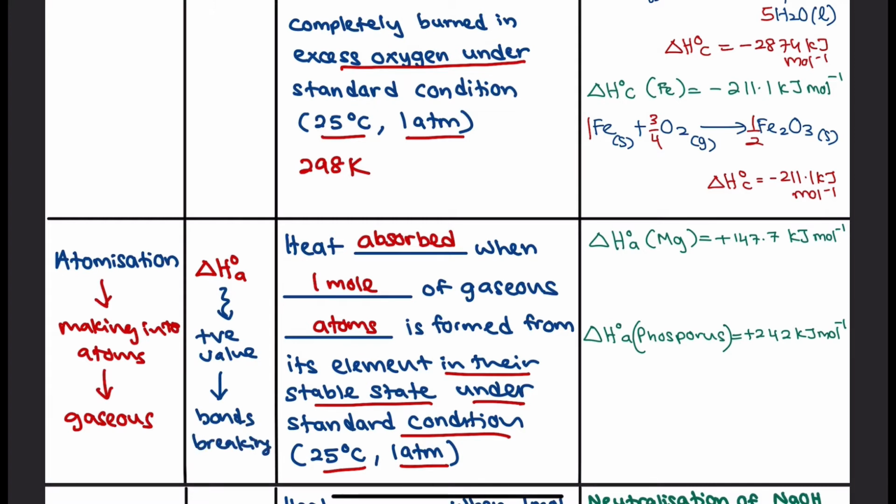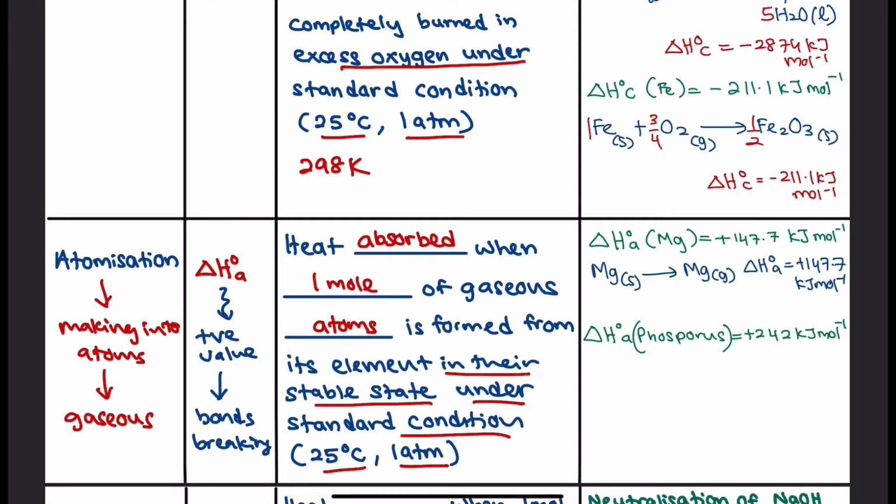Now let's construct the thermochemical equation for the enthalpy of atomization of magnesium. By definition, we will be forming 1 mole of magnesium in gaseous state. And where does it come from? It comes from magnesium in its most stable state, that would be magnesium solid. The equation is balanced, so all we have to do is to complete it by writing the enthalpy value, which is positive 147.7 kilojoule per mole.